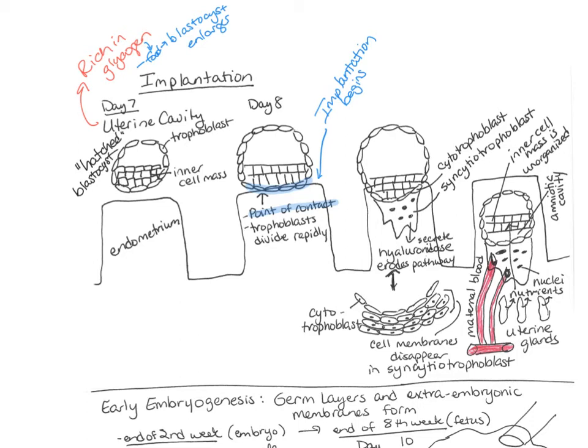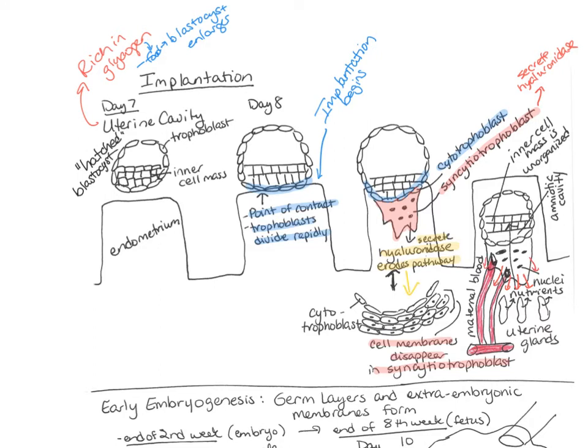At this point, the trophoblast cells divide rapidly and they become several layers thick. The cells closest to the interior of the blastocyst form an inner layer called the cytotrophoblast. Near the endometrial wall, the cytoplasm walls of the trophoblast cells disappear, creating cytoplasm with multiple nuclei. These combined cells are called the syncytiotrophoblast. Syncytiotrophoblast cells secrete hyaluronidase. Hyaluronidase erodes the uterine lining so the blastocyst can dig deeper into the endometrial lining.